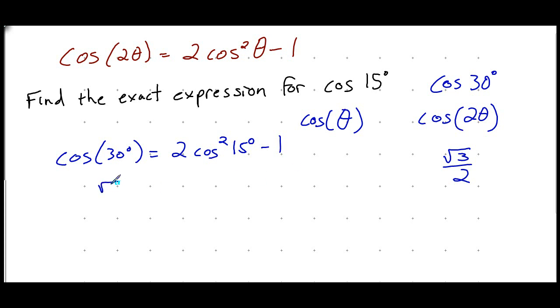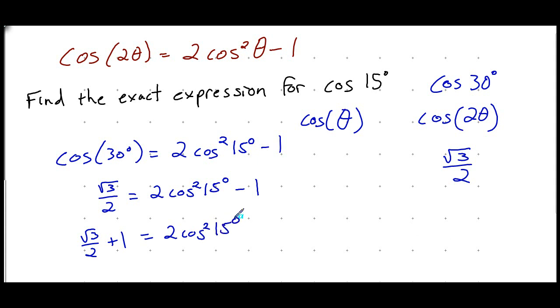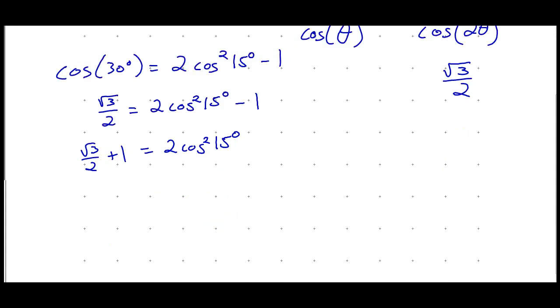Well, we know this expression is square root of 3 over 2. That leaves us with 2 cosine squared of 15 degrees, the one we're trying to find, minus 1. Going through some simple math, we are left with square root of 3 over 2 plus 1 equals 2 cosine squared of 15 degrees. Next, we need to divide both sides by 2. So we're left with square root of 3 over 2 plus 1, quantity, all divided by 2, is equivalent to cosine squared of 15 degrees.